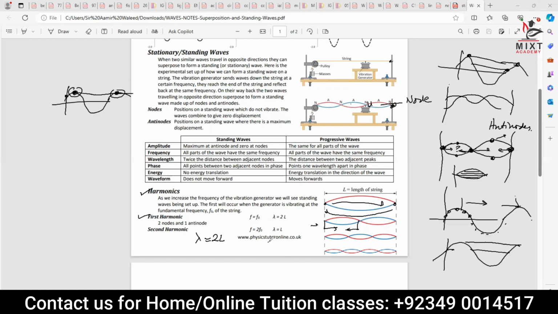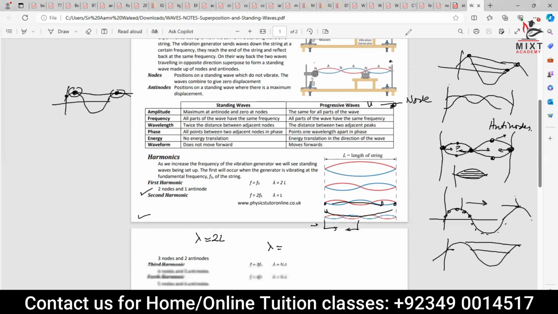Can you tell me what is the value of lambda in the form of L if there are three harmonics? Let's check it out. Yes, it is not 2.5, it is 2/3. Why not 2.5? Check it out here. How many loops are there? One, two, three. Technically, we have 2L, and then there are three loops, so you divide it by three. So 2/3.